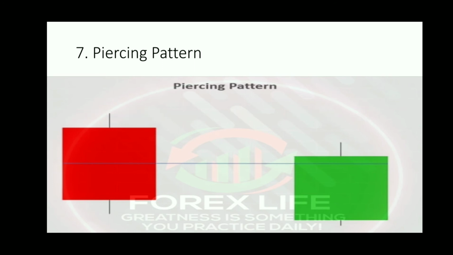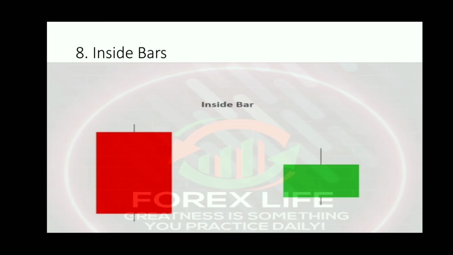Now we'll be moving on to number 8, which is the inside bars. So the inside bar pattern is utilized in trending markets whereby the high and the low of the inside bar is within the parameters of the previous candle. So you can see in this illustration, the high of the green and the low of the green is in the body of the previous candle, which is the red candle. Now that is what we normally call an inside bar. It's inside of the previous candle.